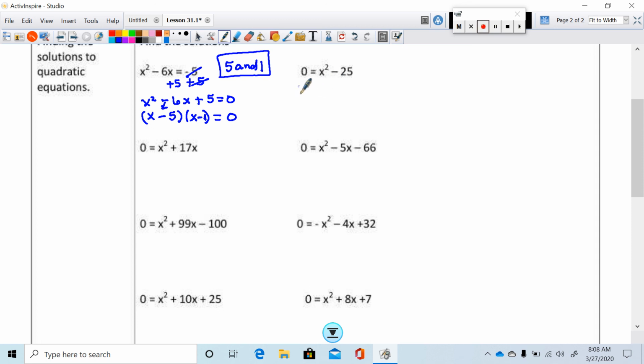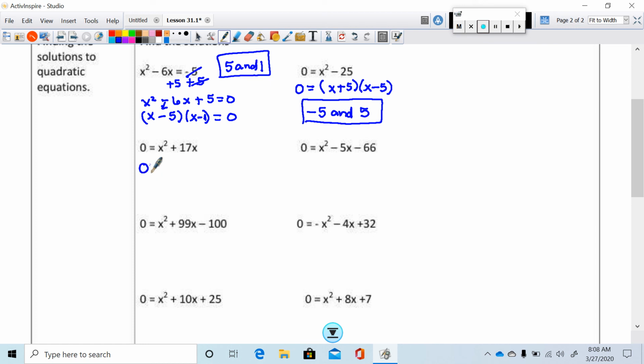Okay, this one already has 0. It's a difference of 2 squares, so I'm going to factor that. So you split up your x's. To get this negative, you have a positive times a negative. And for a difference of 2 squares, you take the square root. So the square root of 25 is 5. Now, to get the solutions, you do the opposite of what's in the parentheses. So the opposite of +5 is -5, and the opposite of -5 is +5. Now remember, if you were going to graph these, these points are where it would cross the x-axis.